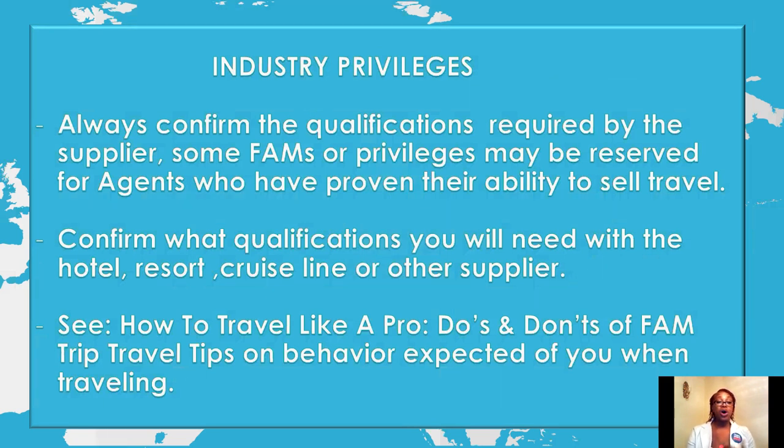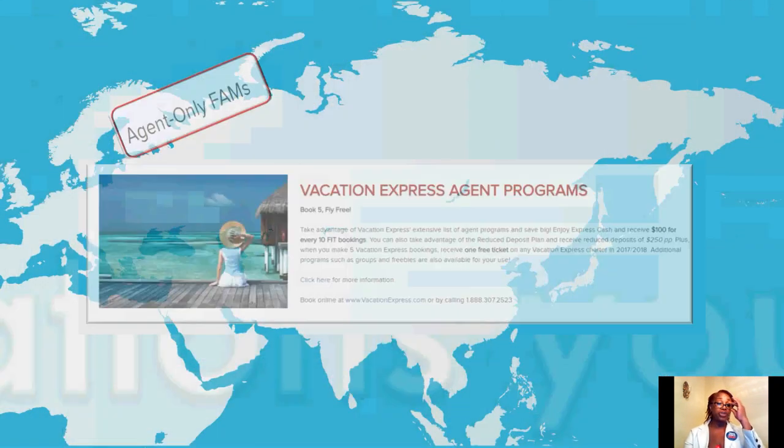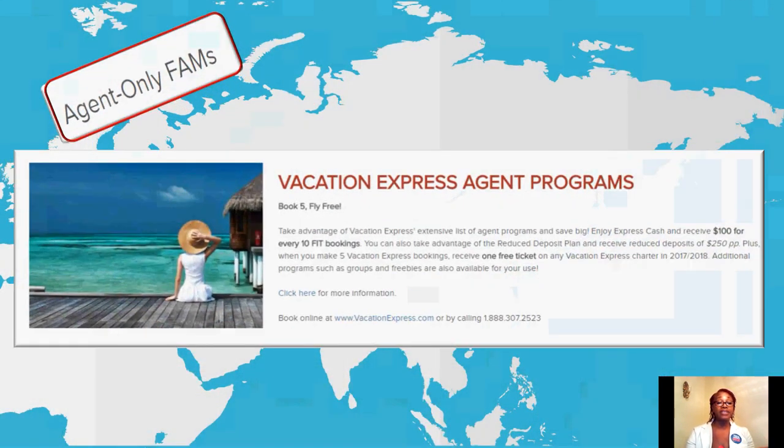Industry privileges: always confirm the qualification required by the supplier. Some FAMs and/or privileges may be reserved for agents who have proven the ability to sell. Remember I told you guys about the education? Make sure you go in there and complete those. Confirm what qualifications you will need with the hotel, resort, cruise line, or other supplier, and see the How to Travel Like a Pro, Do's and Don'ts of FAMs in our back office, okay? Make sure you take some time to look at those so that you can make sure that you qualify for the FAM trips.